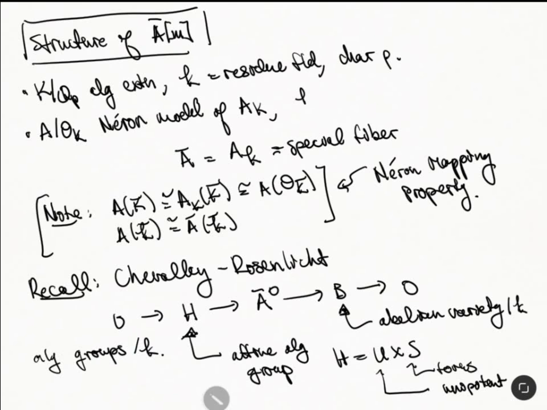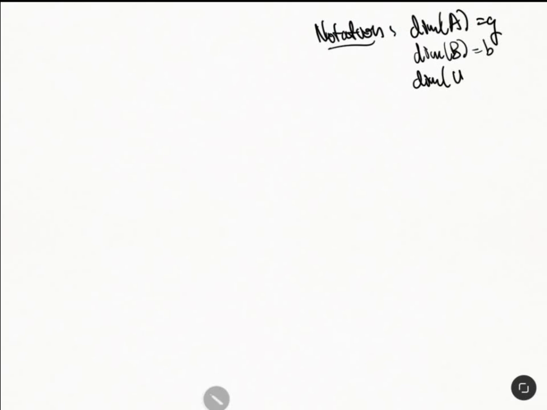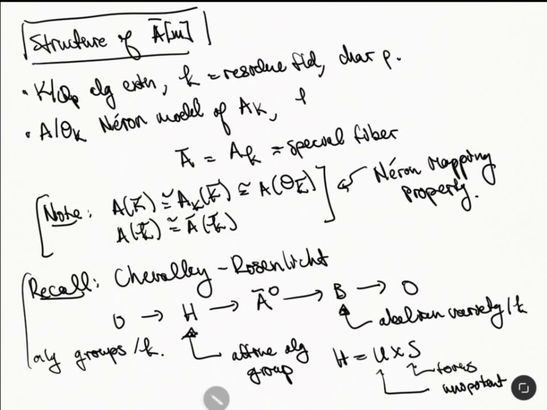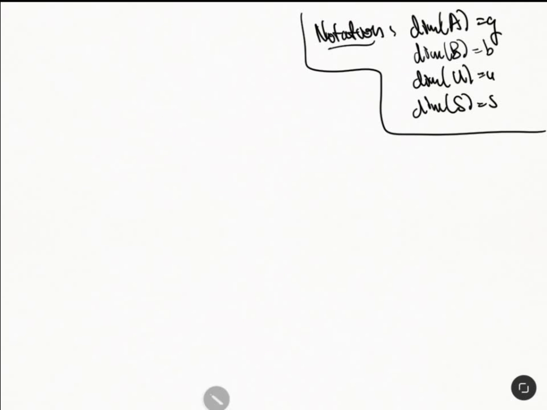Now we're going to apply this result. Let me just fix some notation, because this will come up later, the dimensions notation. The dimension of A is going to be g. The dimension of B is going to be b. The dimension of U is going to be little u, and the dimension of S is going to be little s. I'm going to refer to these later. These are the parts of this Chevalley-Rosenlicht decomposition.